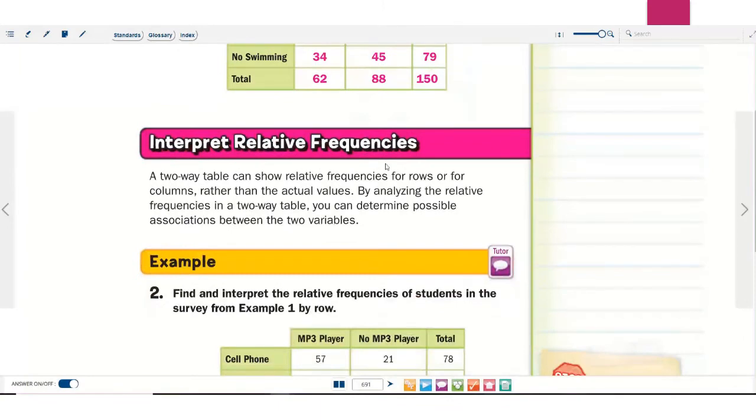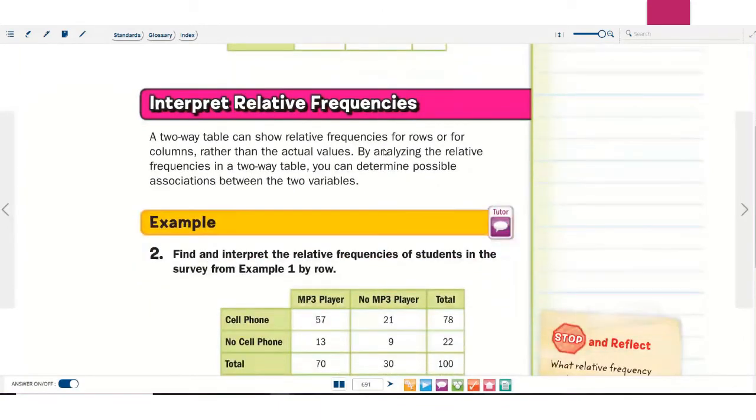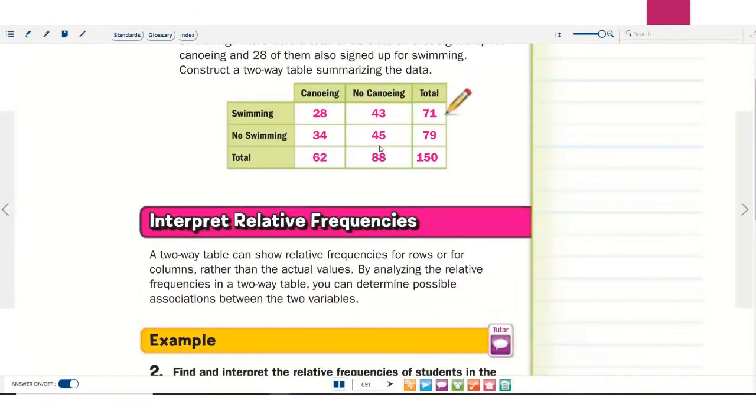Looking at the next part of the lesson, interpreting relative frequencies. What we will be doing is looking at information in our two-way tables and understanding what those numbers mean, and what the frequency, or how many times something occurs, actually means. The biggest part when you are interpreting relative frequencies is to understand whether you should interpret them by rows or by columns. Please remember that rows run from left to right and columns run up and down.